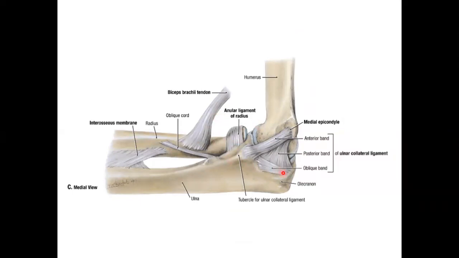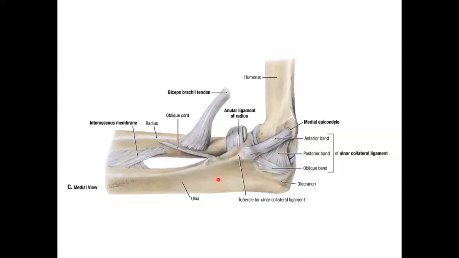Let's see, what else is important here? So the ulnar collateral ligament, it has three parts. You have the anterior band, the posterior band, and the oblique band. Whenever you have a collateral ligament, think about stability. So there's going to be collateral ligaments in your elbow. There's collateral ligaments in your knees. Those are all about trying to keep this joint in line and stable.